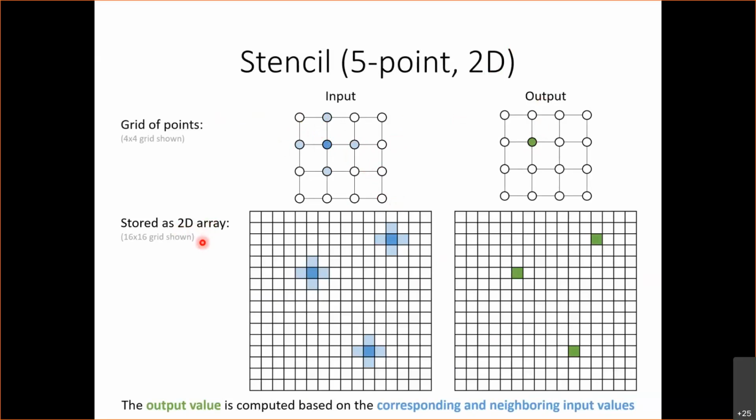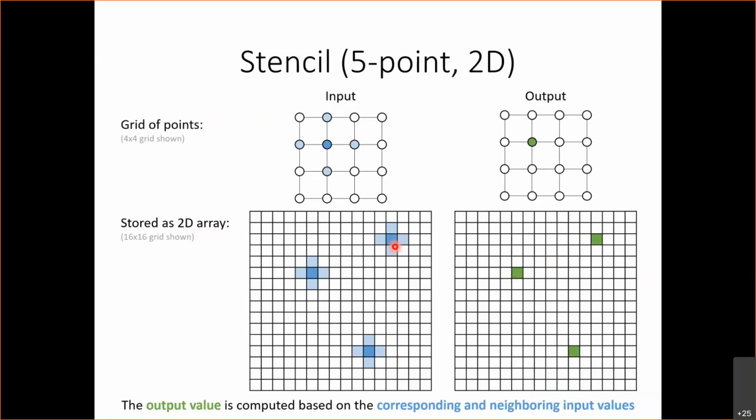So we can think of the output as being a 2D array of grid points. And each of these output grid points will be based on the corresponding input grid point and the neighbors above, below, to the left, and to the right.